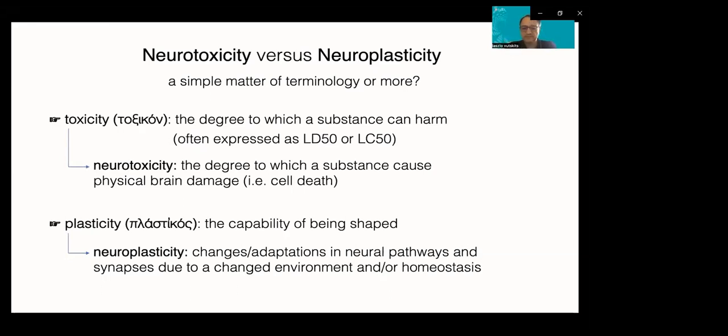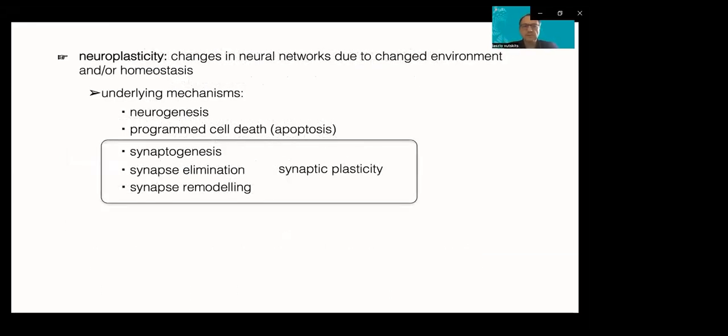In terms of neuroplasticity, there are obviously several underlying mechanisms guiding this. We can have altered neurogenesis, and programmed cell death, apoptosis, is part of the mechanism that can drive neuroplasticity. But most importantly, I would like to focus on synaptic plasticity, which corresponds to the formation or the elimination of synapses or the remodeling of the shape of the synapses and their properties.